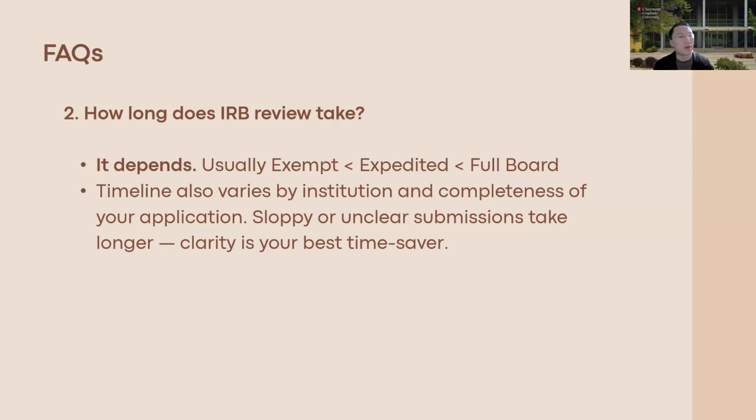But timelines also vary by institution. For example, I think graduate school usually tends to be quicker than undergraduate school. And timeline also varies by the completeness of your application. Sloppy or unclear submissions could take longer because IRB could ask you to fill in some of the information or to resubmit your application. So being clear on your method is always the best strategy to get a faster approval.